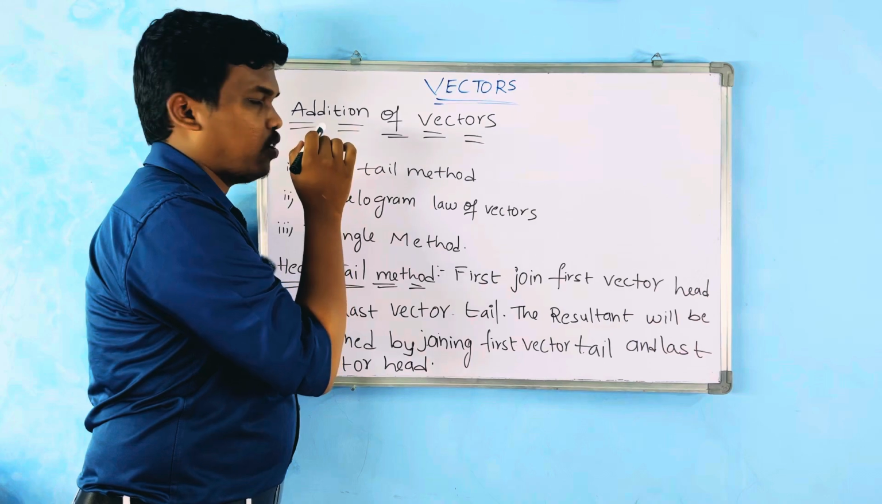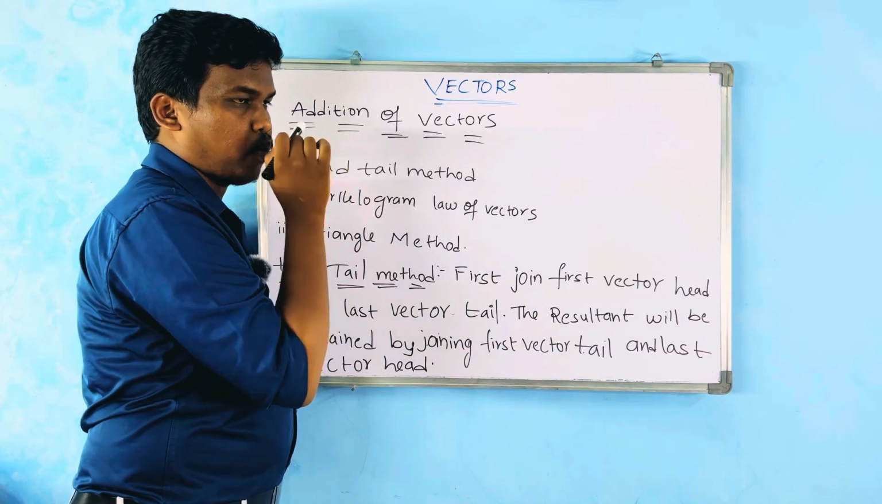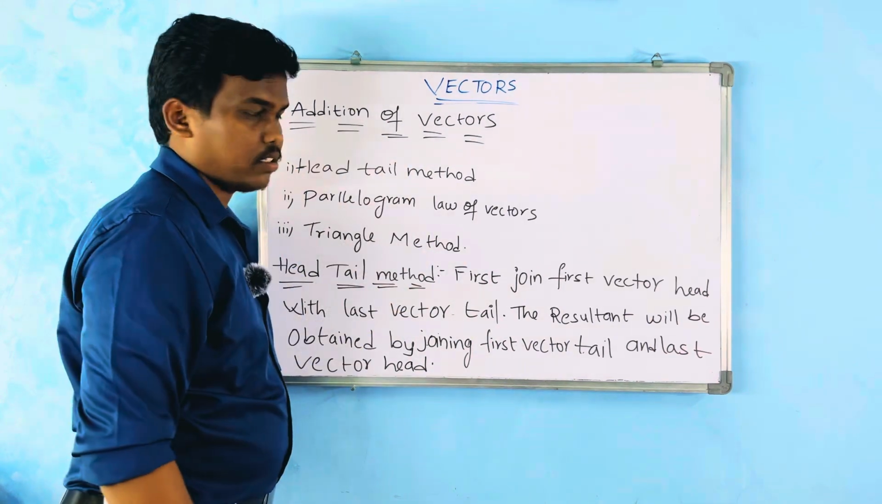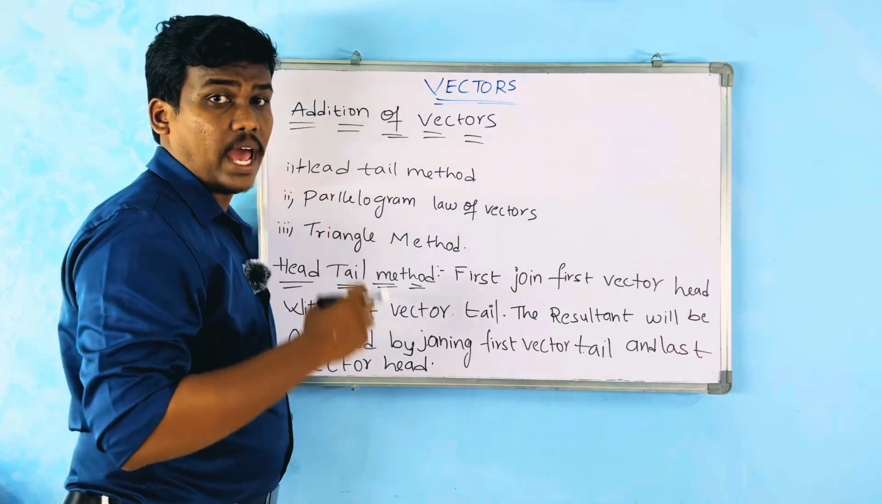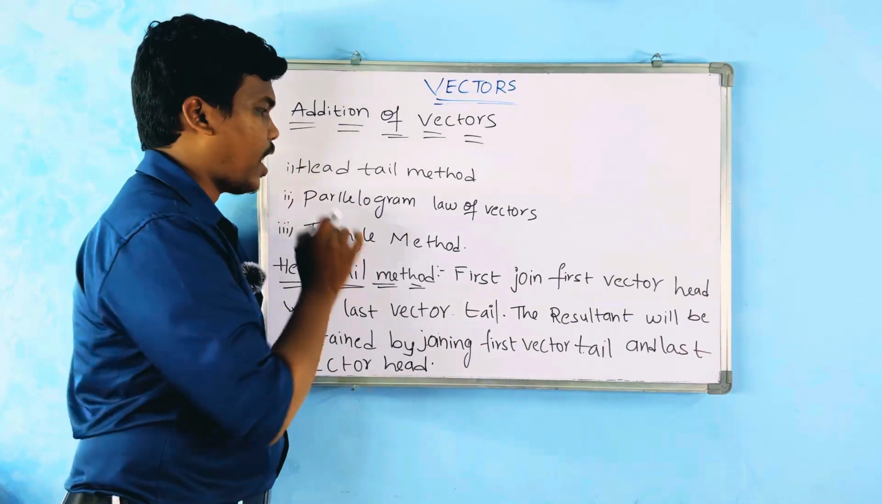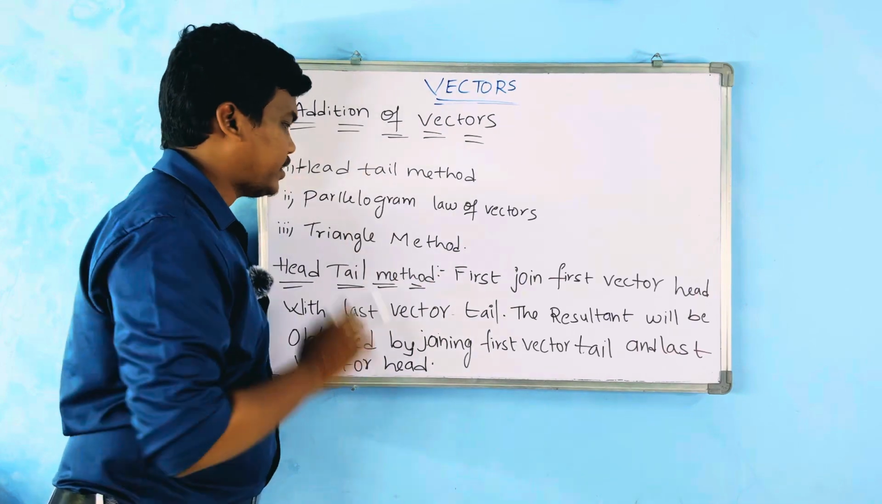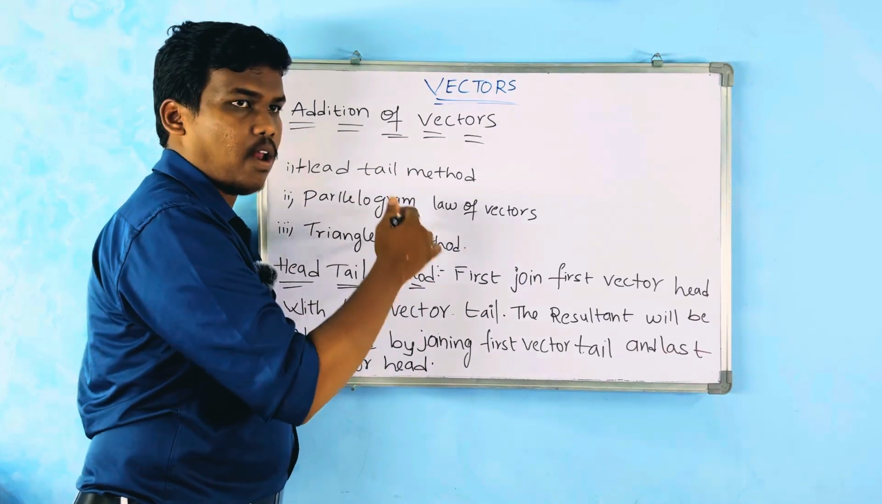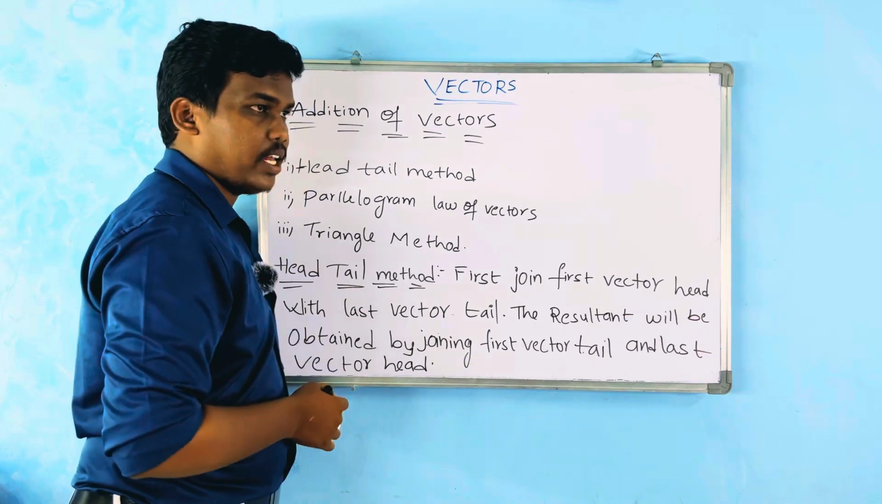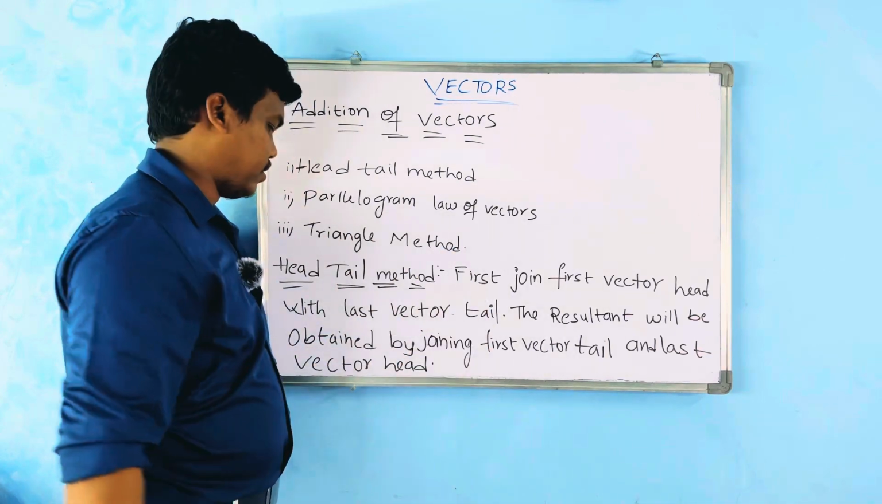Now we are going to study addition of vectors. What are we going to do in addition of vectors? What are the methods to add two vectors? There are three methods. First one is head-tail method. Second one is parallelogram law of vectors. Third one is triangle method.